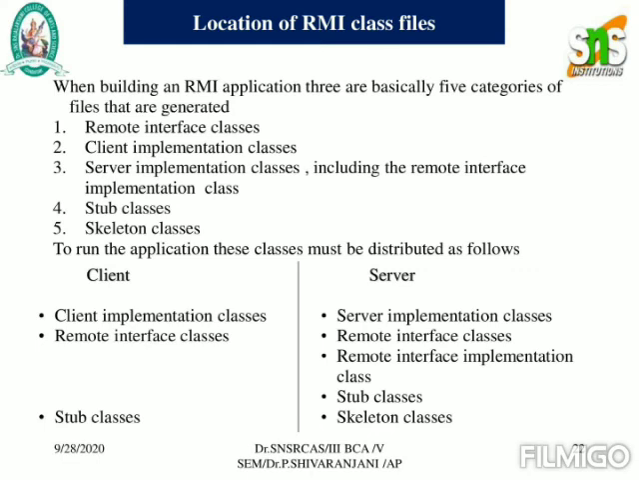So how do we distribute them on the client side and the server side? The client will have the implementation classes. Similarly the server will also have the implementation classes. The client will have the remote interfaces classes, and similarly the server will also have the remote interfaces classes. Apart from that, the server will also have the remote interfaces implementation classes and stub classes. Then the client will have the stub class and the server will have the skeleton classes. So these are the things you have to carry out in your RMI class files. These are the files to be kept ready.